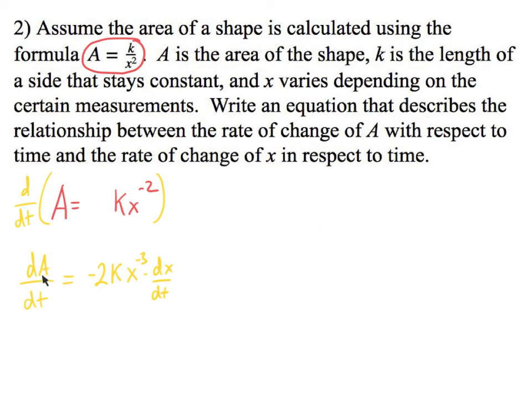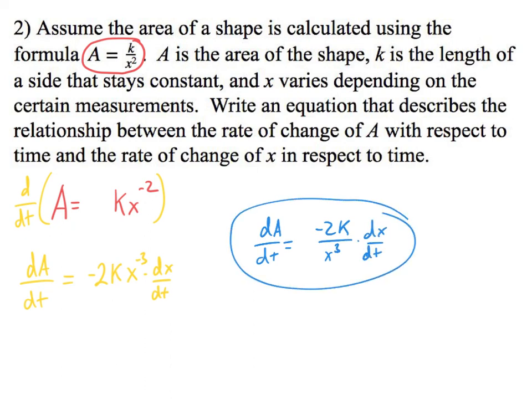Rate of change of A and the rate of change of x. And you could rewrite that as the following as well if you want it to look like this. It could also be negative 2k over x to the third, dx/dt, would also work perfectly fine.